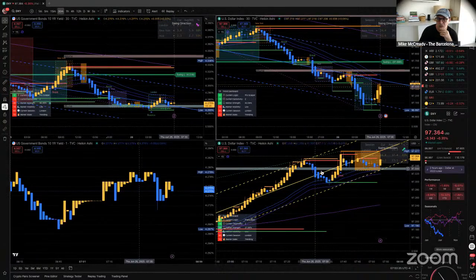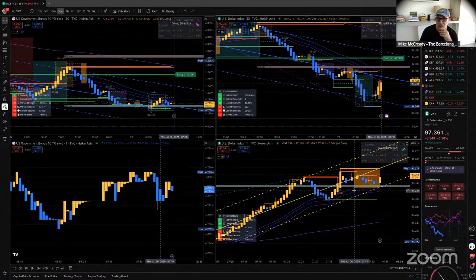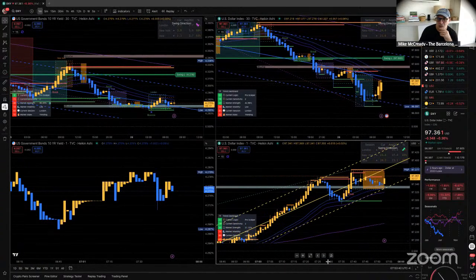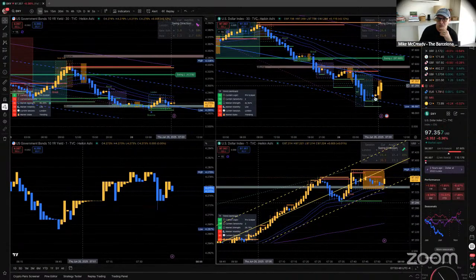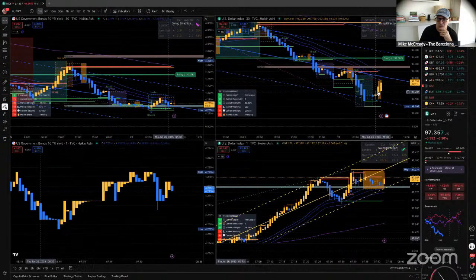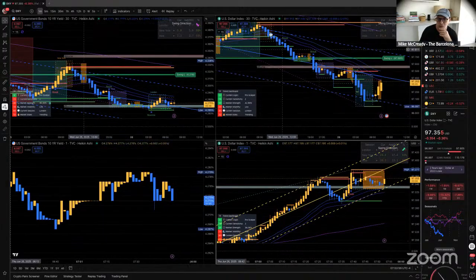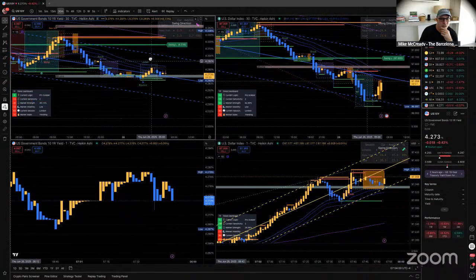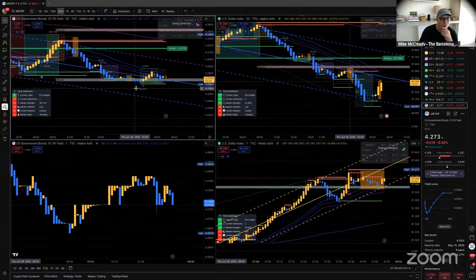This is the DXY on top here. We have the 30-minute chart, and then down here we have the 1-minute chart. Looks like the dollar has been falling just the last hour and a half. It's been on a bit of an upswing, that's what we see right here. But overall, the dollar has been falling. It's at 97.35. Yields, the 10-year US Treasury yield, pretty flat, 4.273. That's a little bit down from where it was yesterday.